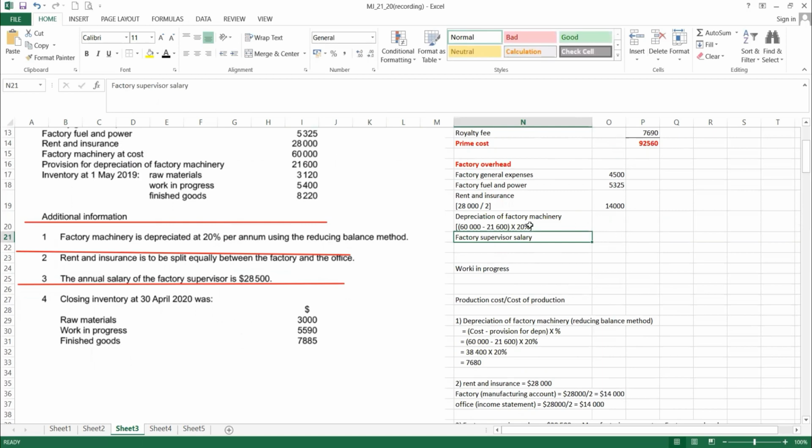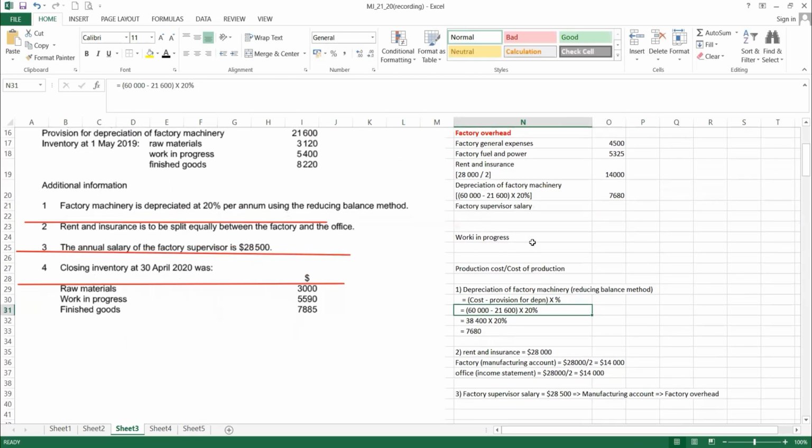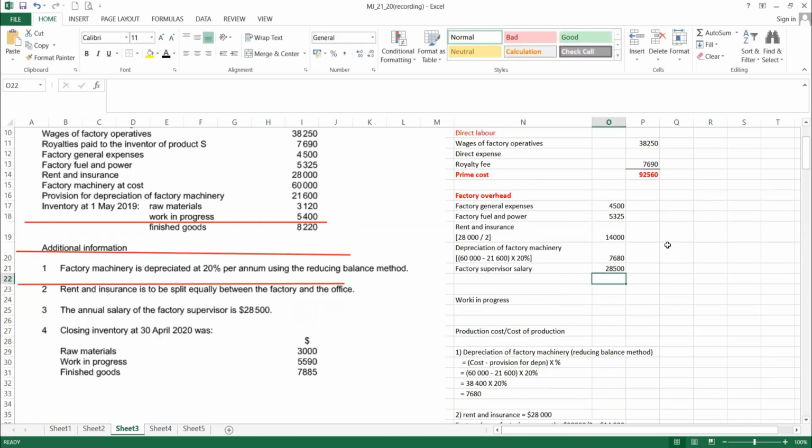Show the working, how you get the amount in here, 7680. Okay, even though we calculated already in here. Then factory supervisor, 28500. So we add the factory overhead. We get 60,005. So take this plus, not minus. Take note, this is a plus because this is the cost. These all are the cost to factory. So you have to plus. The cost we split into prime cost and factory overhead costs.